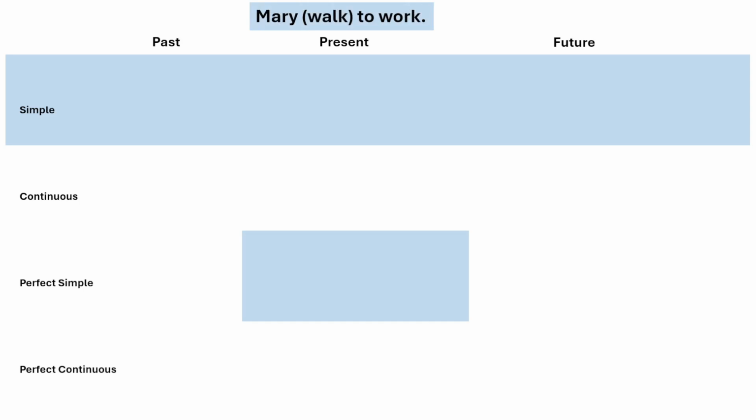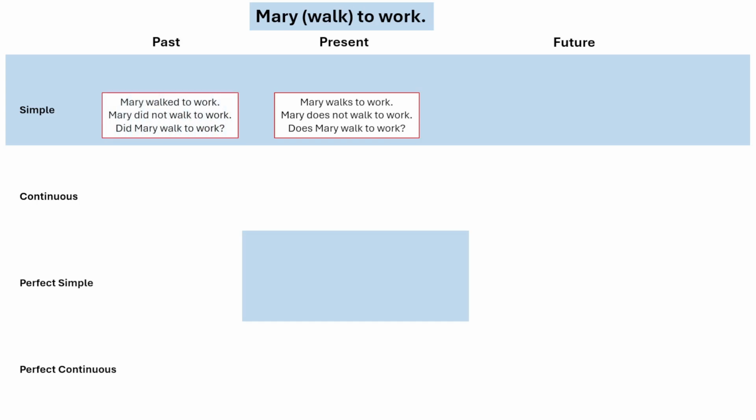So if we take a sentence like this, Mary walked to work, and we have to change walk. In the present tense, the affirmative would be Mary walks to work. The negative would be Mary doesn't walk to work. And the question would be, does Mary walk to work? In the past, we use the D sound to communicate that the action and time are finished. So Mary walked to work, Mary did not walk to work, and did Mary walk to work?